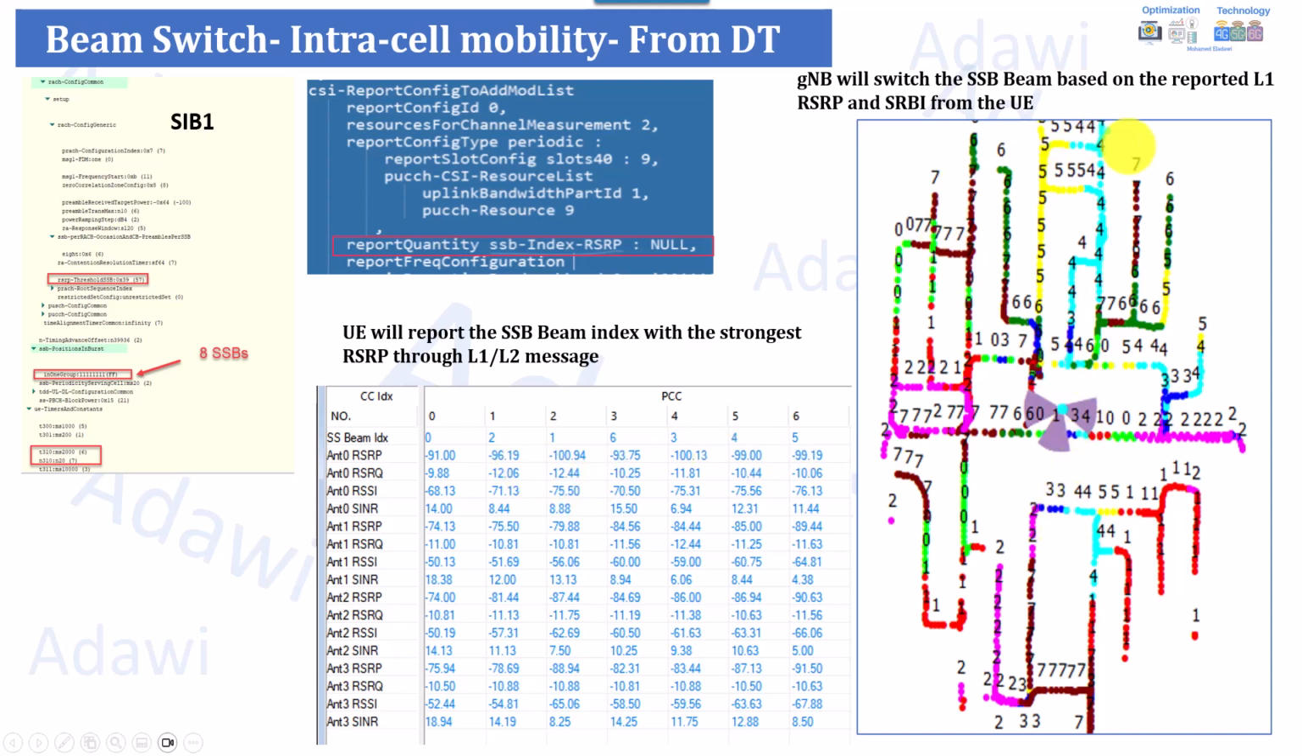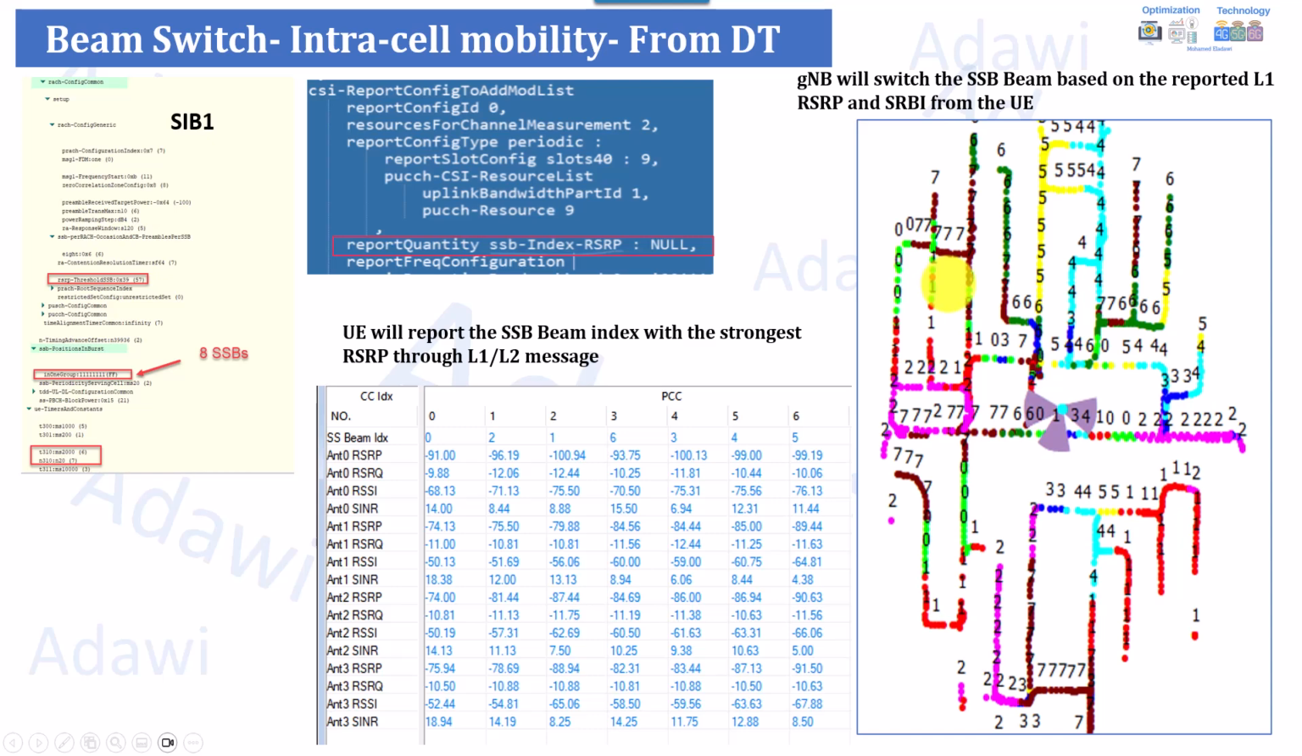So for example, here from a drive test, each color represents a beam index. We'll find that whenever the user is moving, the beam will be changing, for example, here different colors, green, red, and so on. This is how the gNB will switch the beam, based on the reported L1 RSRP and SSBRI from the UE. This was all about the intra-cell mobility handover.